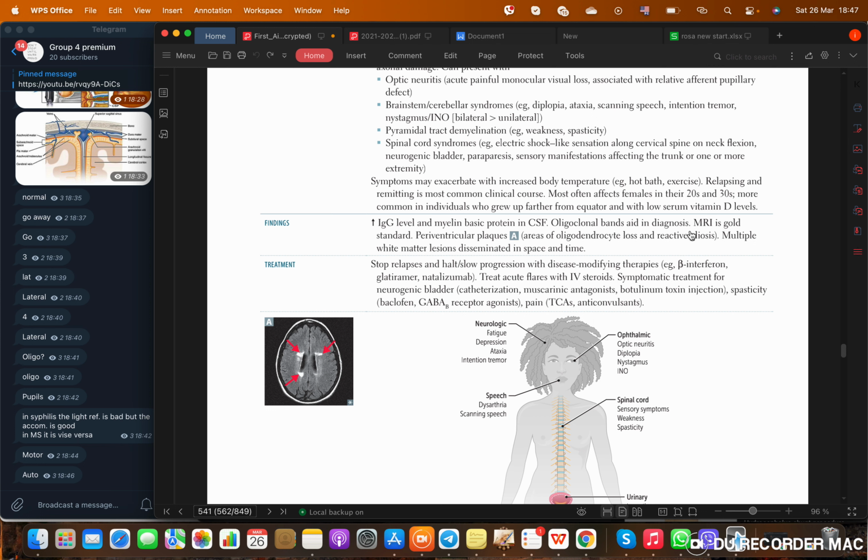taking CSF is not the least invasive procedure. So we prefer different things. For example, MRI. It's the gold standard. So what you will see in MRI, you will see periventricular plaques, areas of oligodendrocyte loss, and reactive gliosis.